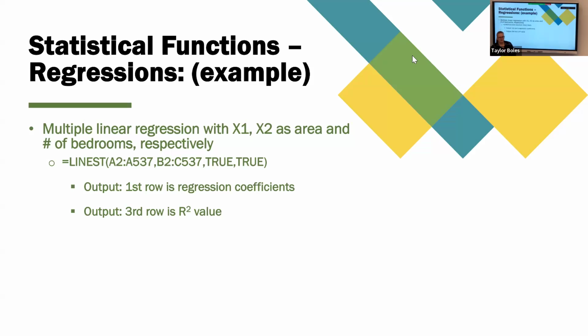We'll focus on what a few of these numbers mean. The first row is the regression coefficient, so it's how to write that equation of the linear regression. And the third row is the R-squared value, and an R-squared value close to 1 means that it's a good fit.